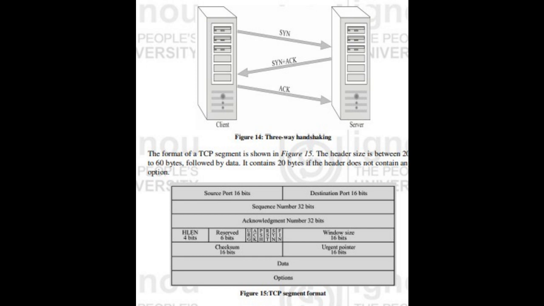Source port number, 16-bit. It specifies the source port number corresponding to the application which is sending the segment. Destination port number, 16-bit. It specifies the port number of the destination computer corresponding to the receiving application.